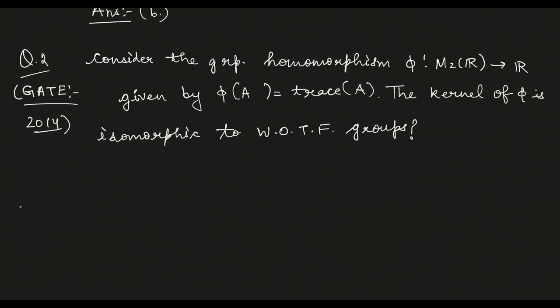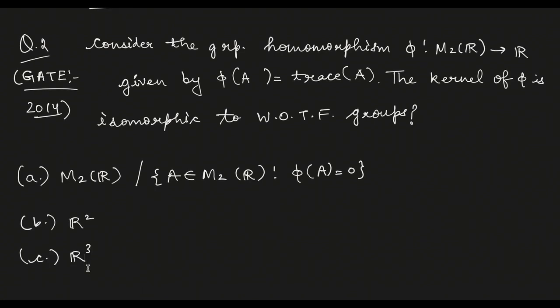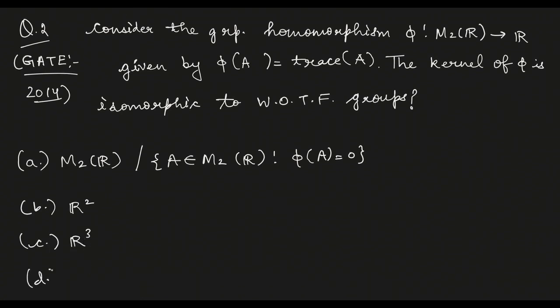A part, the set of A belongs to M2R such that phi A is equals to 0. So this is basically a factor group only. B part R square, C part R cube, D part GL2R.